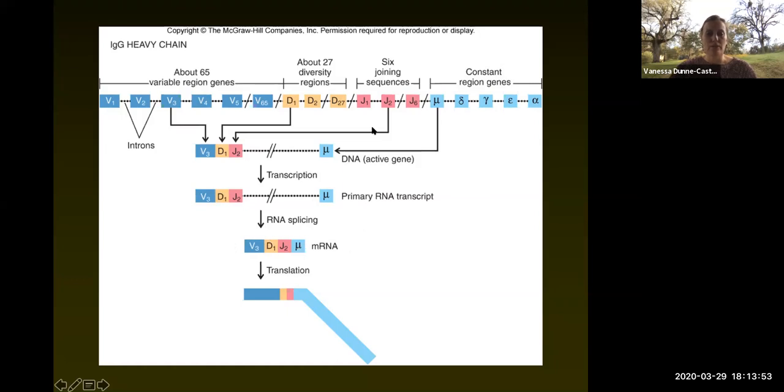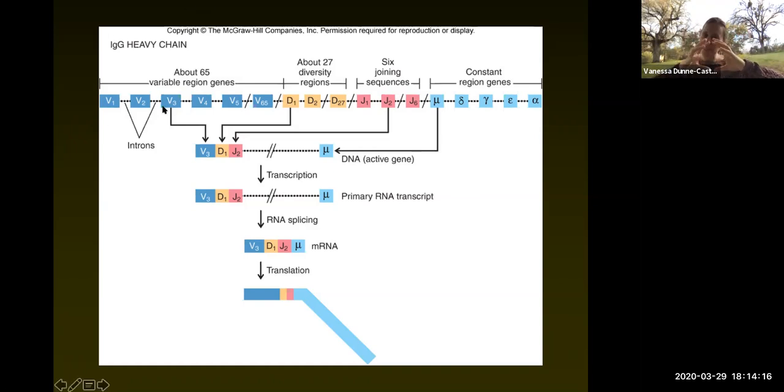So this is showing you the process of rearrangement, where if you look up here, this is our genome. All humans have the same genome. We all have in our genome about 65 different genes that encode for just that top portion of the protein on the heavy chain. So over 65 different variable region genes.